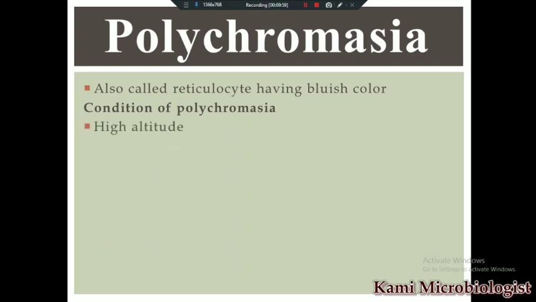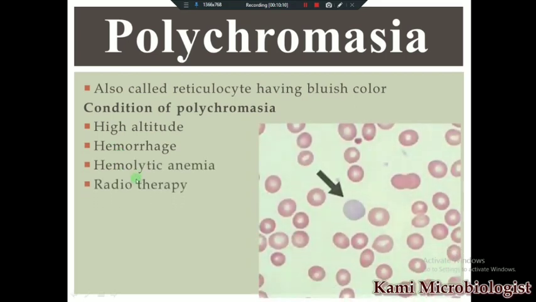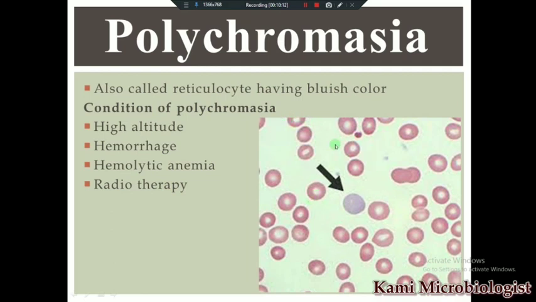It will happen in people who are living at high altitude, due to hemorrhage, due to hemolytic anemia, due to radiotherapy. So this is the blood picture, or this is the slide. When you see this type of RBC, this is called polychromasia.